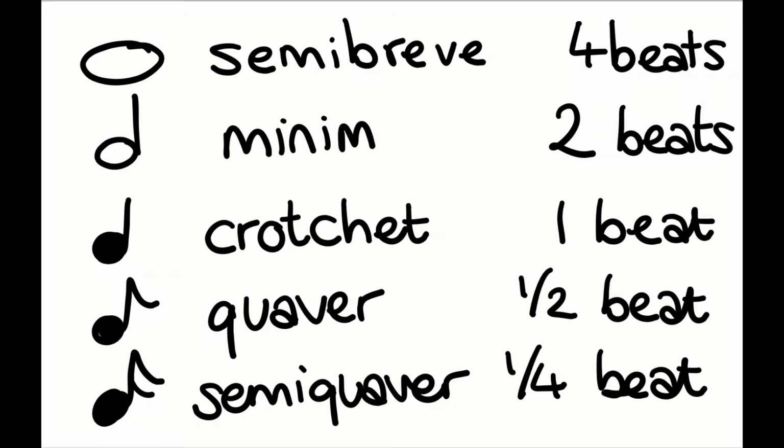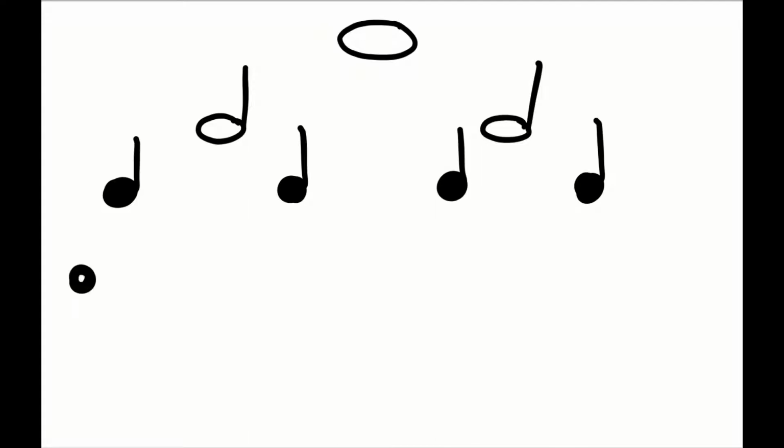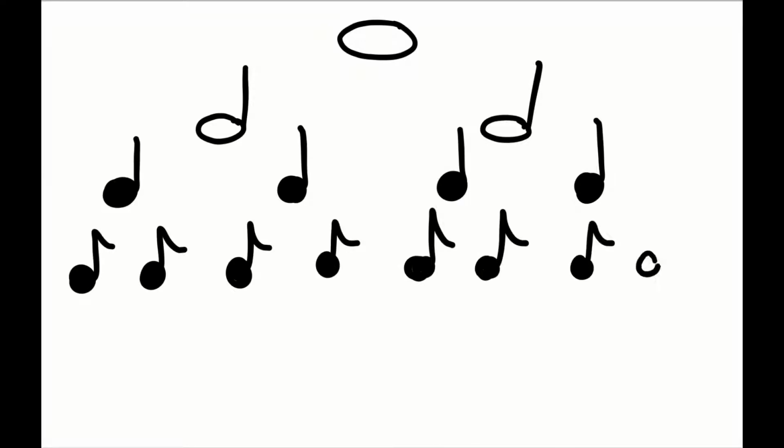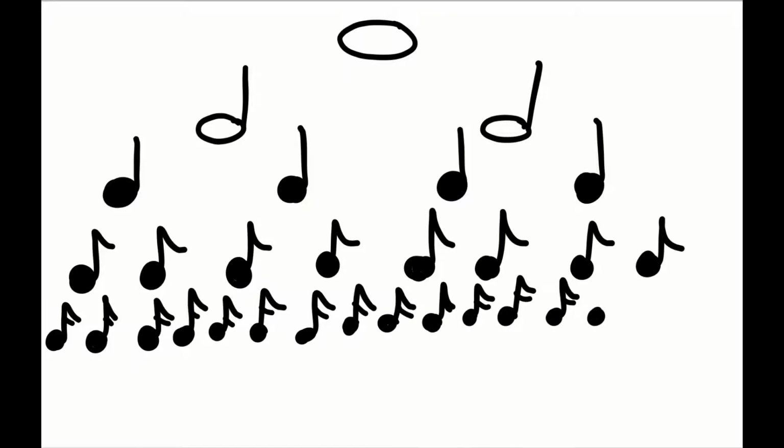Now, if I'm to draw these out, you can see that they're all equally put together. So the semibreve at the top is worth 4 beats, which is worth the same as 2 minims, 2 each. The crotchets are worth 1 beat, so it's the same as 4 crotchets, the same as 1 semibreve, and so on and so on until we've got 16 semiquavers at the bottom down here.